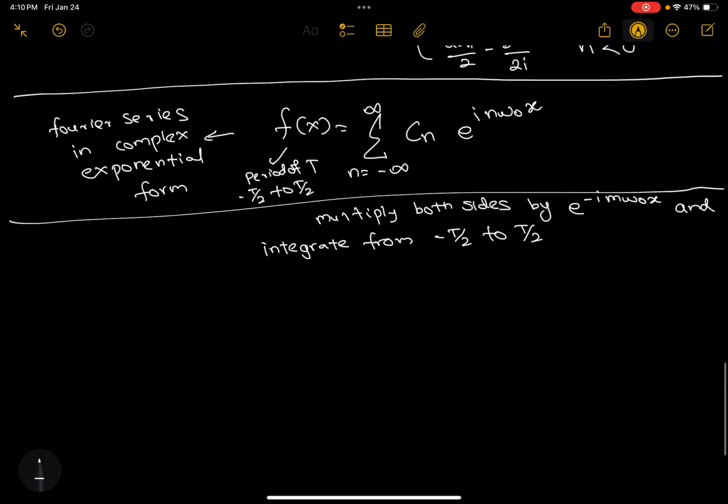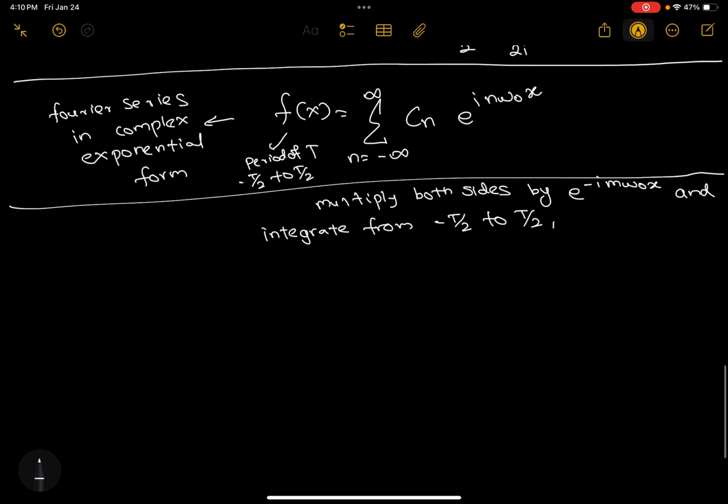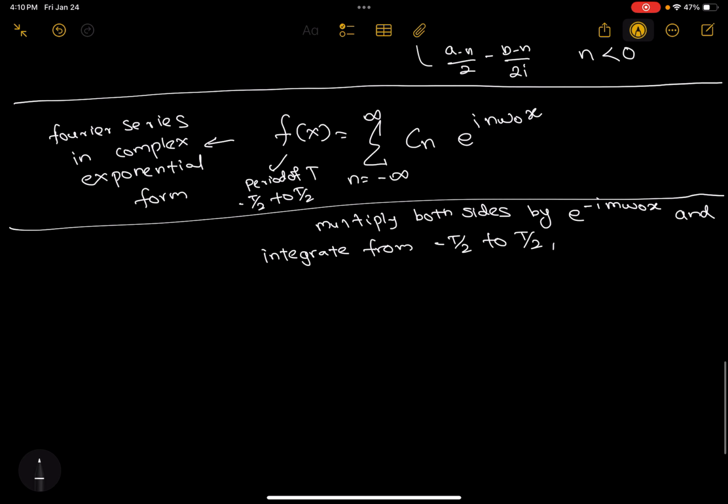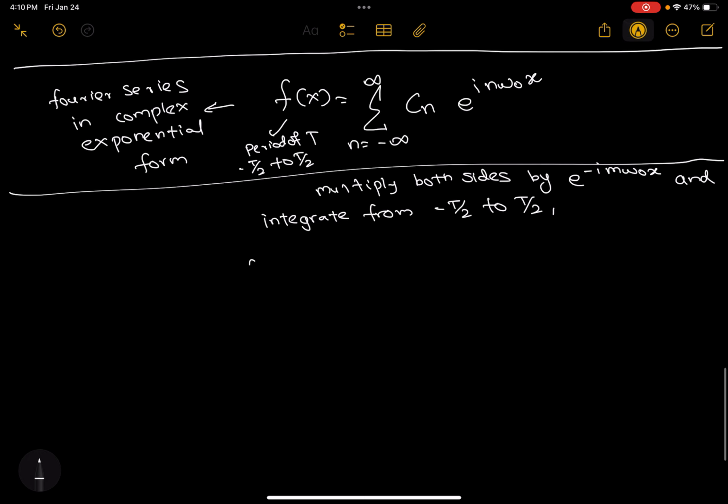I will do this. This actually gives me the value of c sub m for any general m, and that's how we will find c sub n. And from there we get the idea of how to define the Fourier transform. So there are a few more steps, so please be with me. Yeah, so let's integrate from minus T by 2 to T by 2.